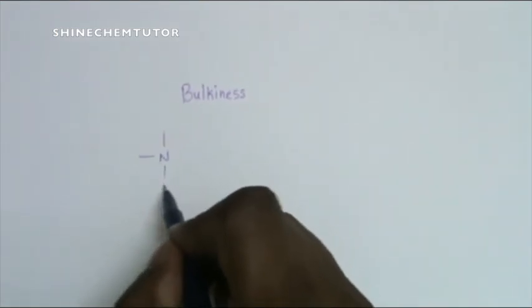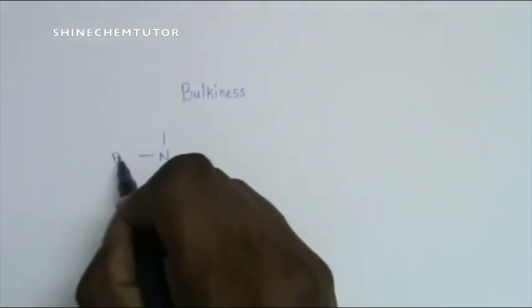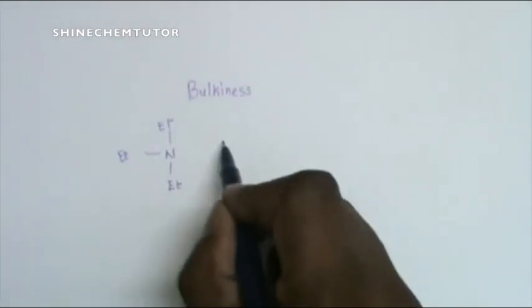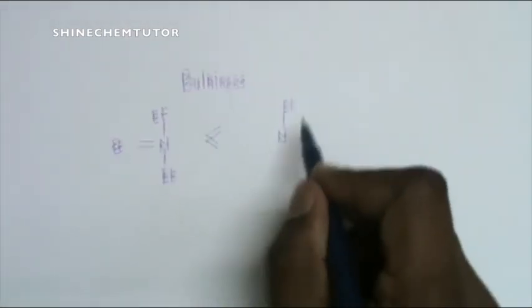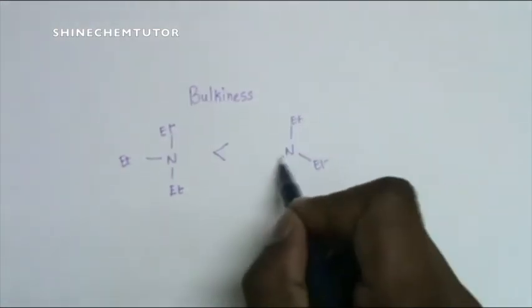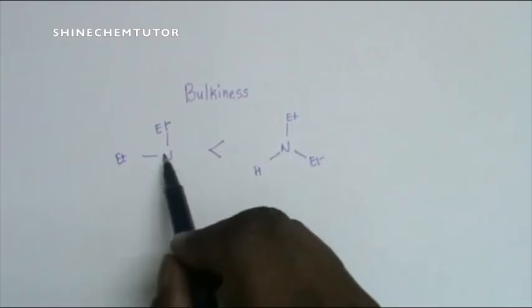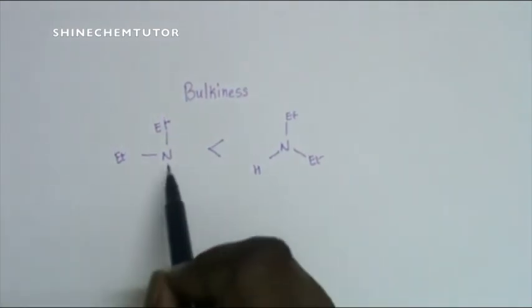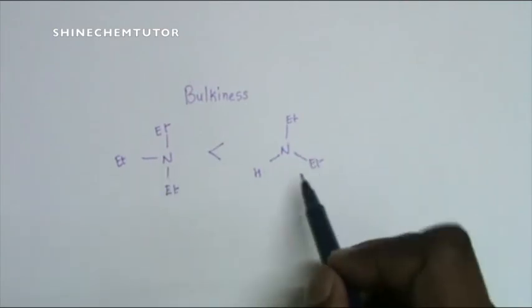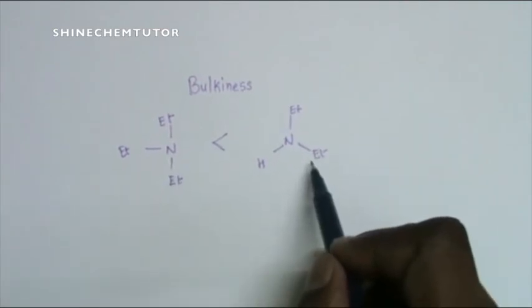triethylamine is less basic compared to diethylamine. Electron density on nitrogen is more. Because of bulkiness, it cannot take the proton easily. That's why secondary amine is stronger base compared to tertiary.